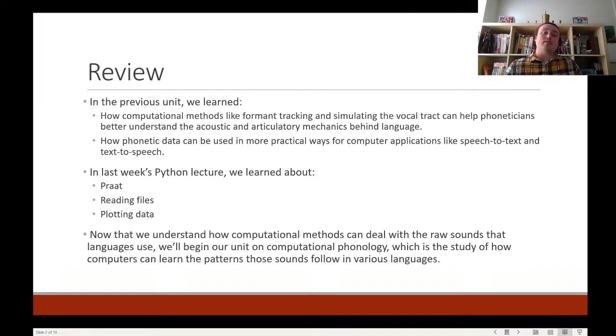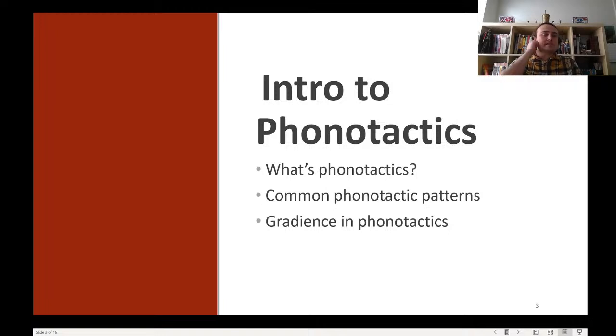Now that we understand how computational methods can deal with the raw sounds that languages use, we're going to begin our unit on computational phonology, which is the study of how computers can learn the patterns that sounds actually follow in various languages, right? So we learned about understanding the sounds and how they're created and how they're physically implemented in sound waves in the phonetics unit. Now we're going to take those sounds and learn about how they're ordered and things like that. So first, let's introduce the idea of phonotactics.